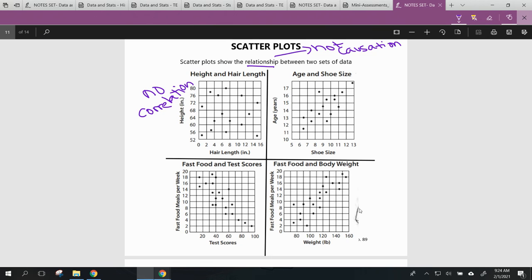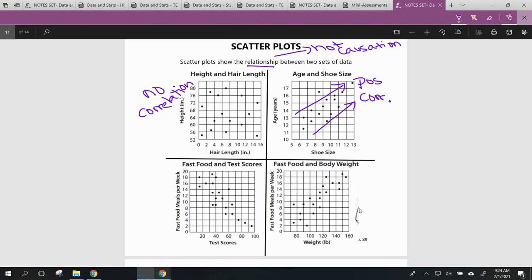Our next one has shoe size and age. So age goes up and shoe size goes up. And we can kind of see this if we draw a line here. The trend is going up. So this would be a positive correlation. I'm just going to abbreviate that because I'm going to run out of room. But it goes up, right? The trend goes up.